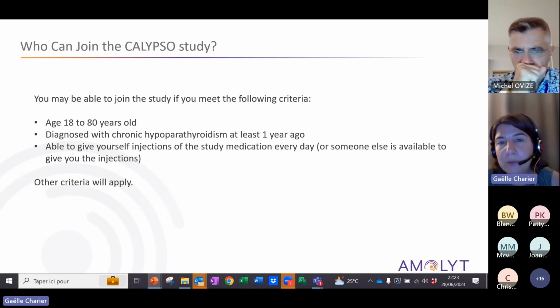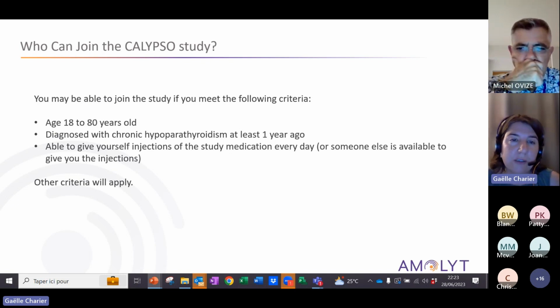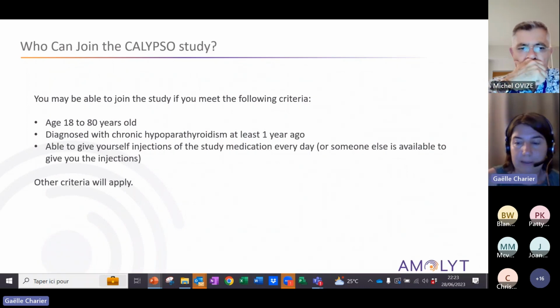The drug I will show you on the next slide is a self-injection pen. So patients have to be able to give injections by themselves every day, or someone in their home would be able to give these injections. And there are other criteria that will apply, and doctors will check that.